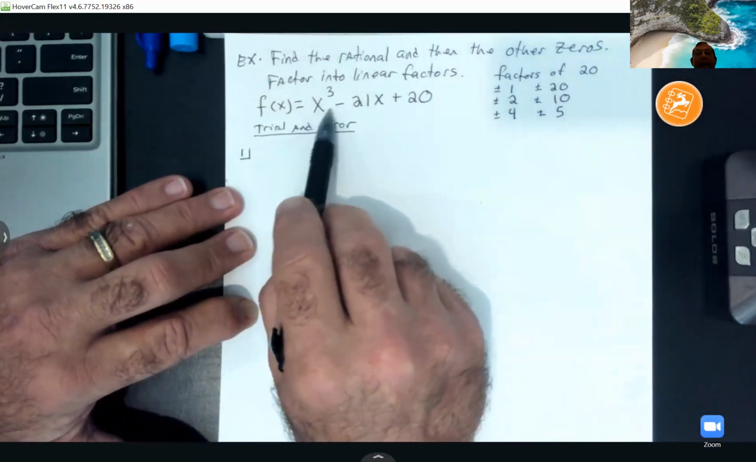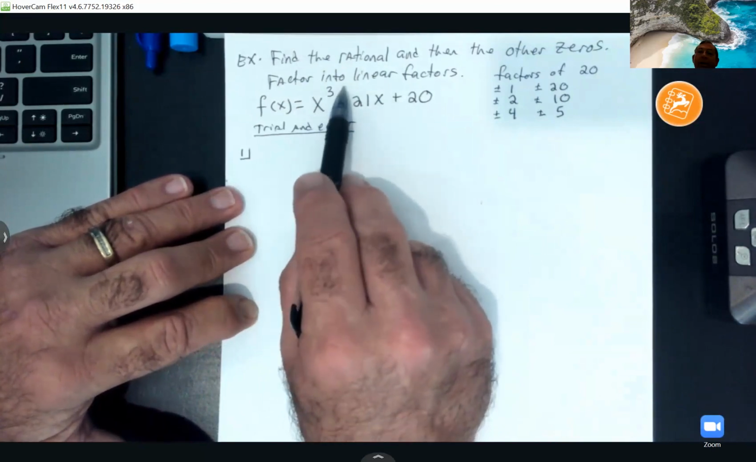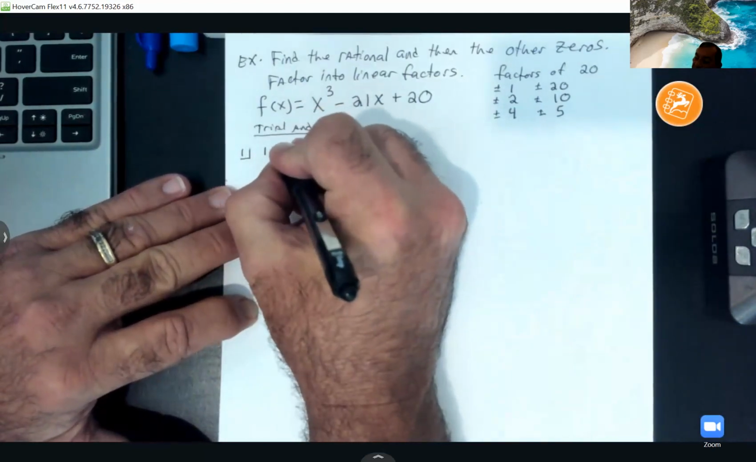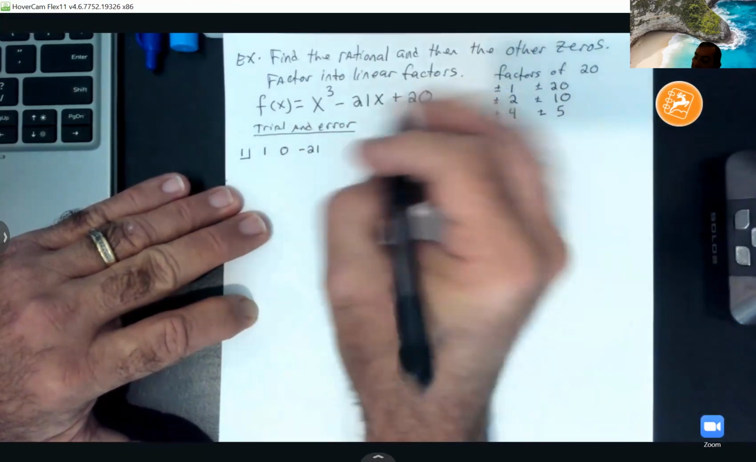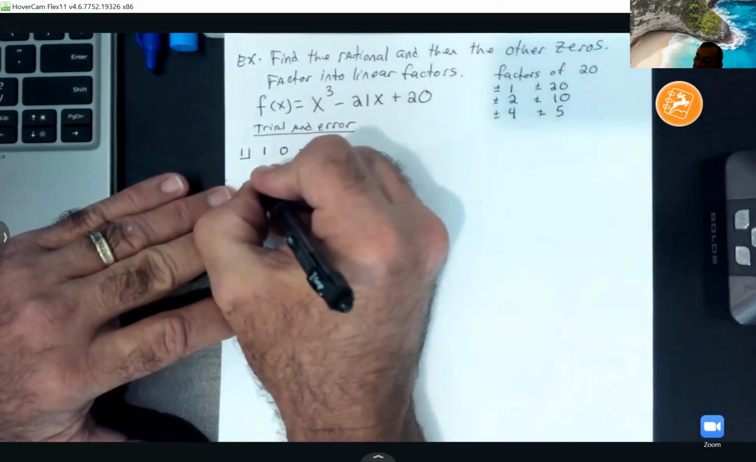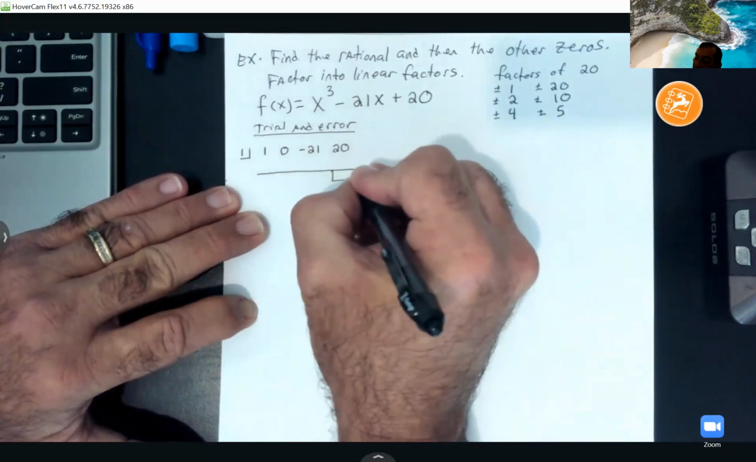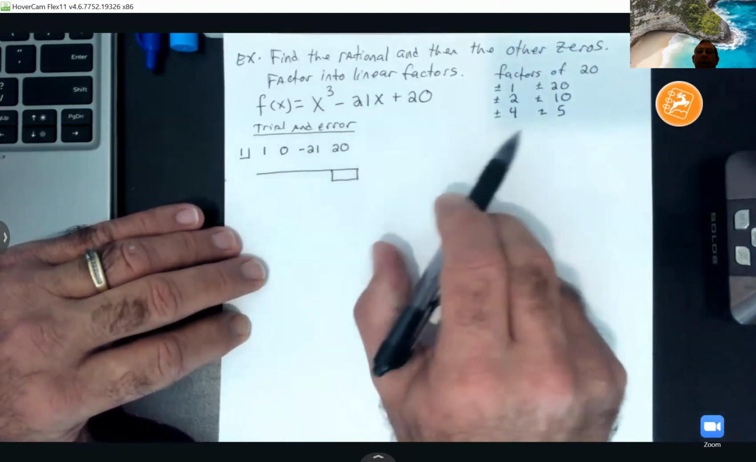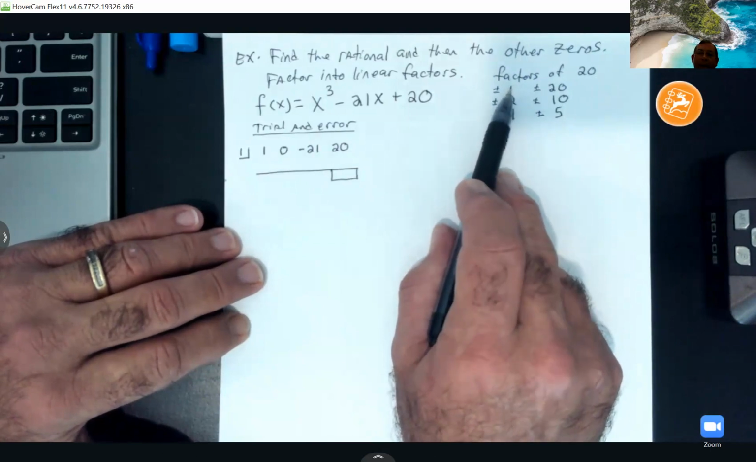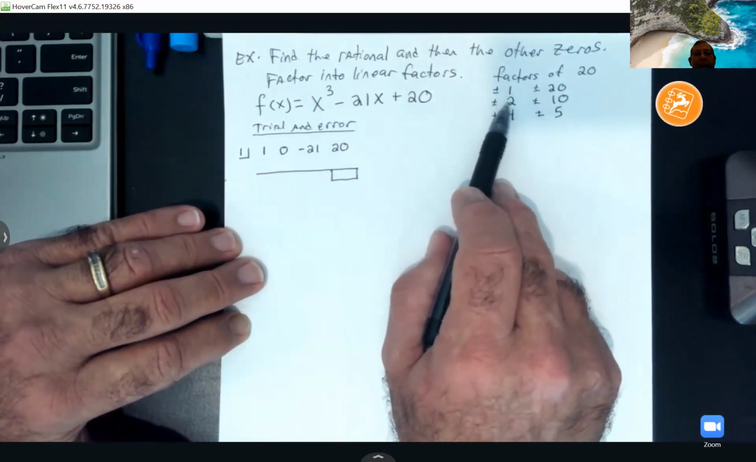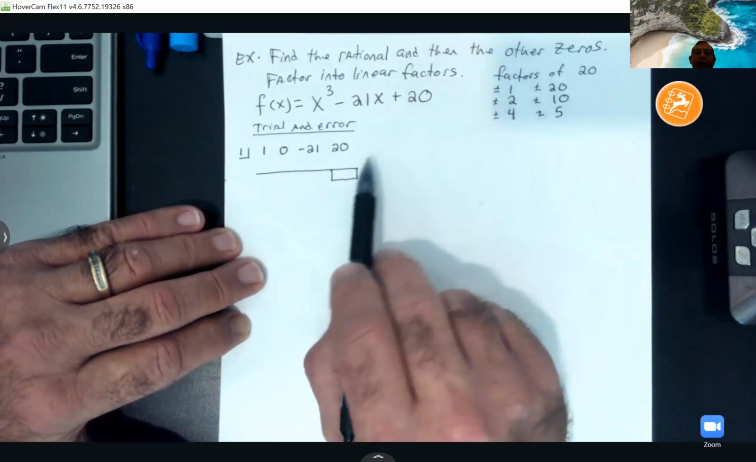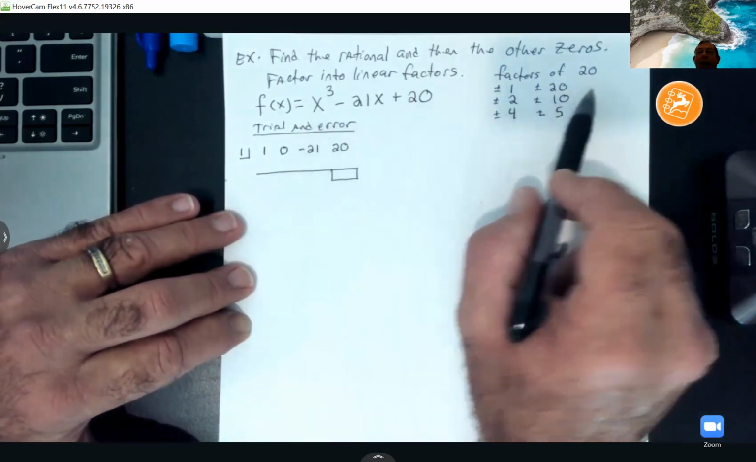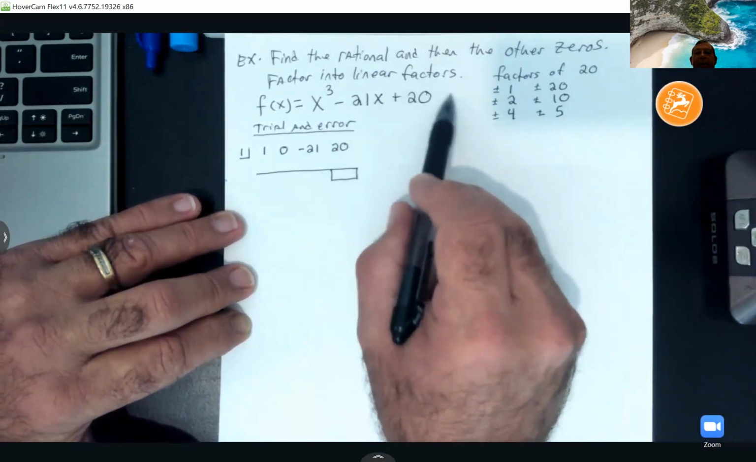Okay. Now we got to write out our coefficients. And y'all guess what? We don't have an x squared here, so we're going to put a 0. So we got a 1, 0, negative 21, and a 20. And we're praying for a 0 here. Okay? Because if I don't get a 0 here, I'm going to try negative 1 next. If I don't get a 0 for negative 1, I'm going to try the 2 next. And I'm going to keep on going until I get a 0 remainder here. Okay? So this is called trial and error. And you always look at the factors of this last number.